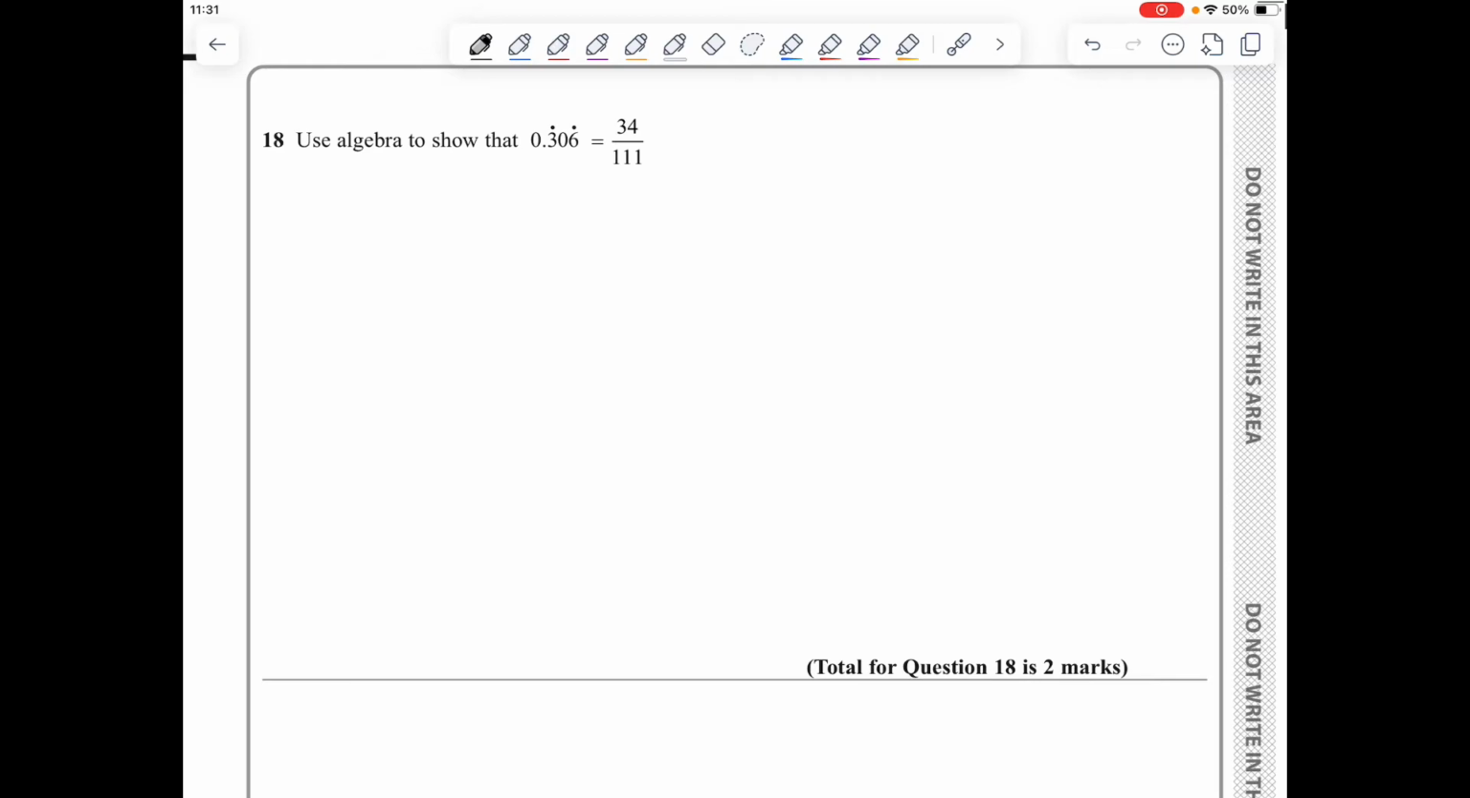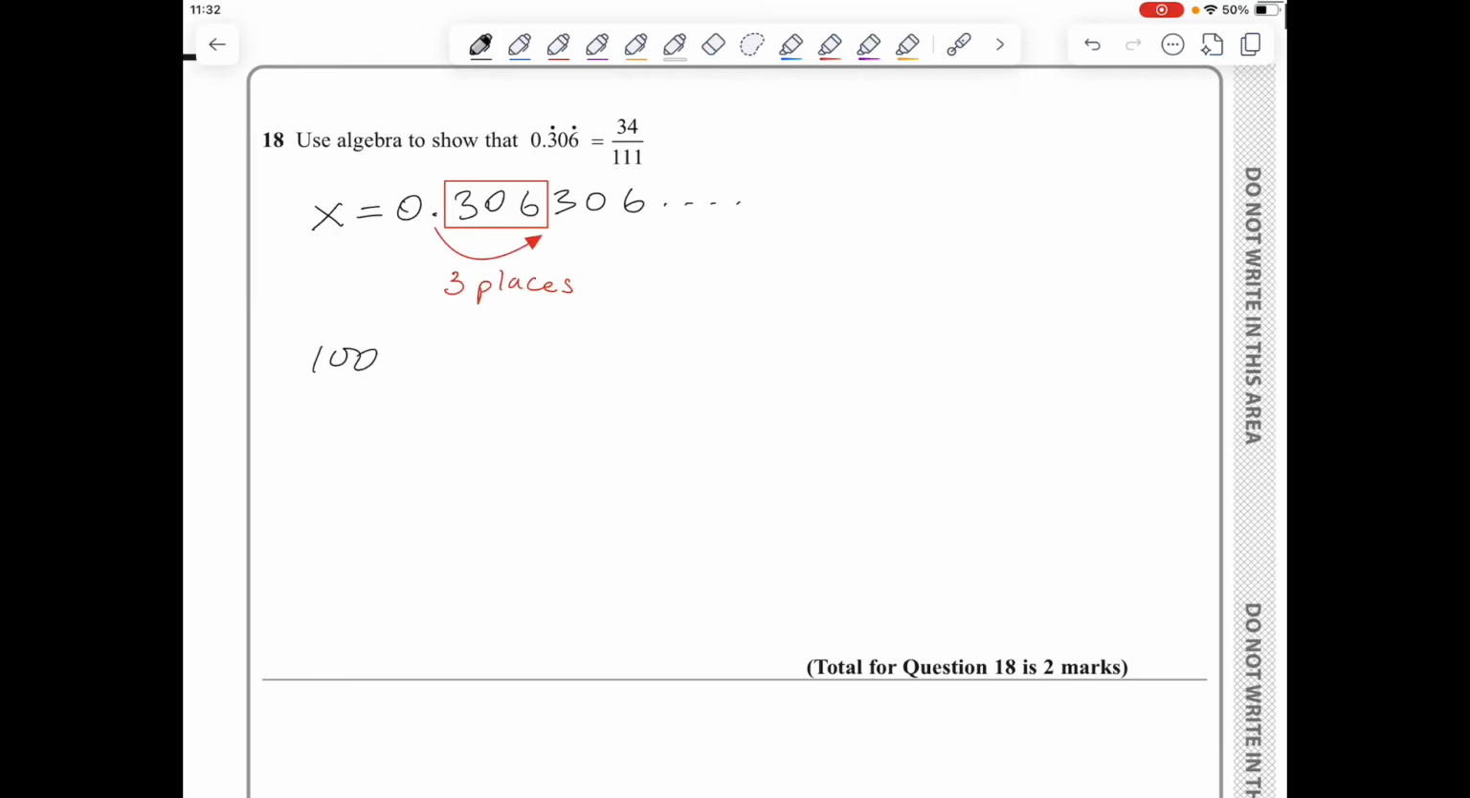For question 18, let x be equal to 0.306306 and so on. You can notice that 306 is being repeated, and the first repeating pattern is this one. Now, this repeating pattern starts exactly after the decimal and ends 3 places after the decimal.